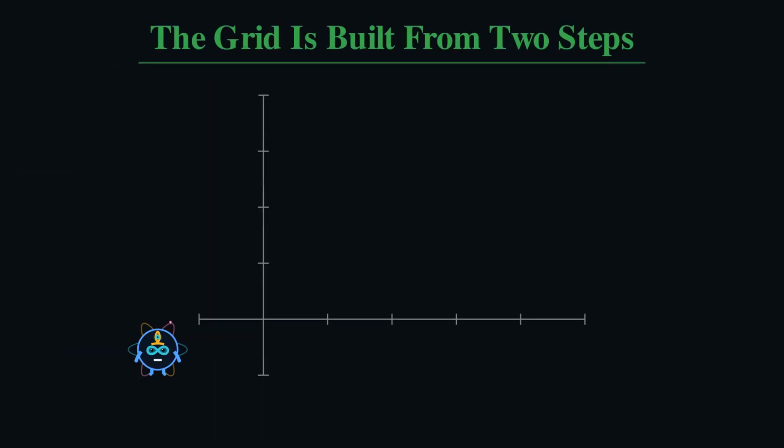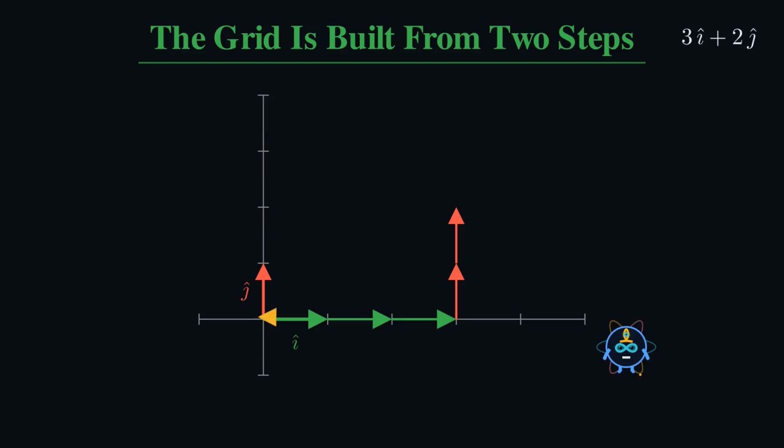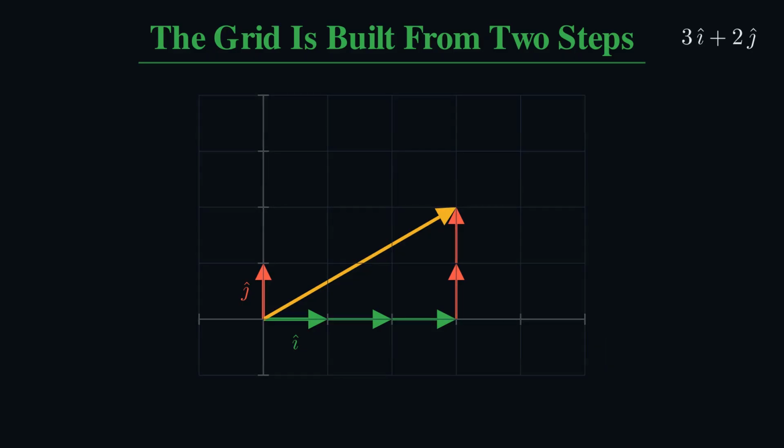Where does the grid even come from? 2 tiny steps. 1 step right, i hat, 1 step up, j hat. Lay 3 i hats end to end, then 2 j hats. That is the vector 3, 2. 3 i hat plus 2 j hat. Repeat those 2 steps everywhere and the whole grid appears. The grid is not the background. It is what those 2 arrows build.